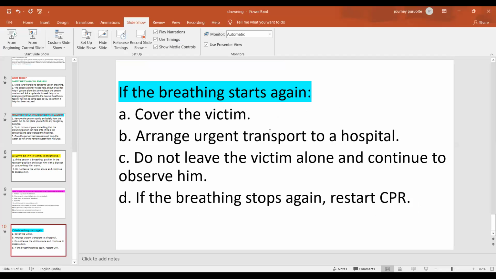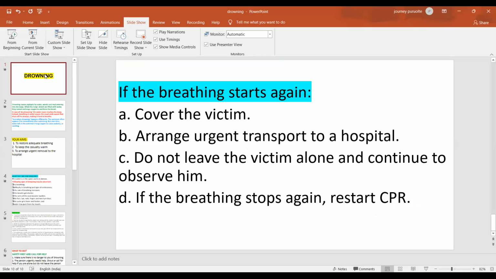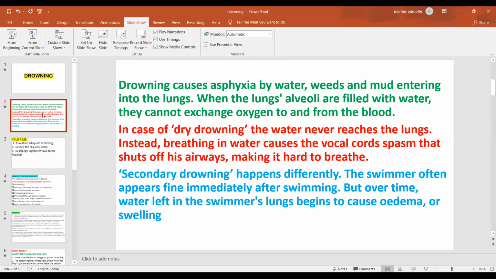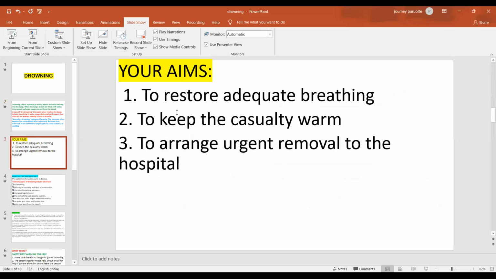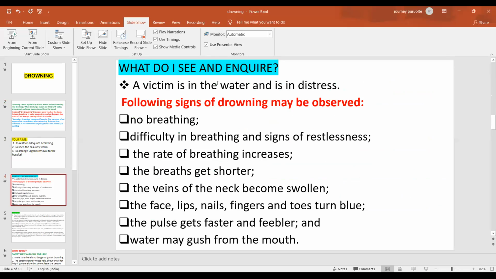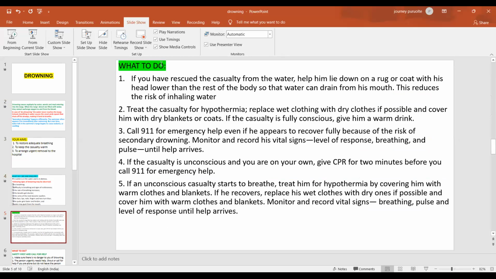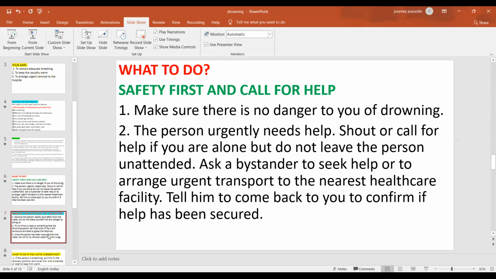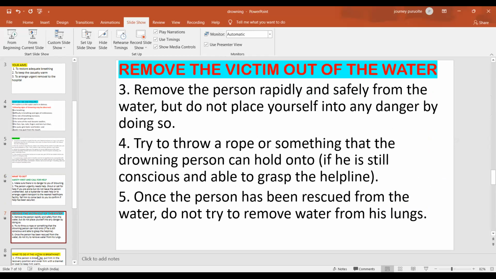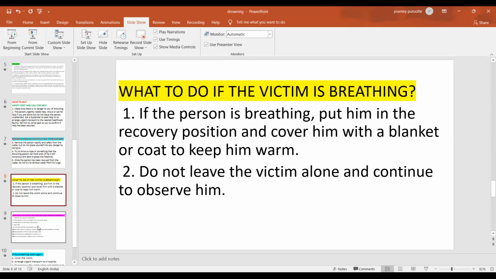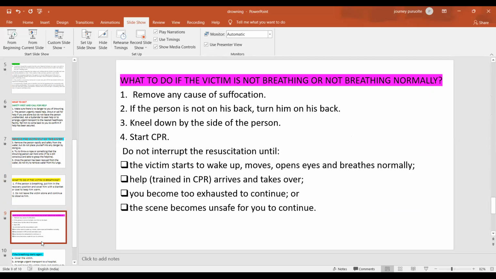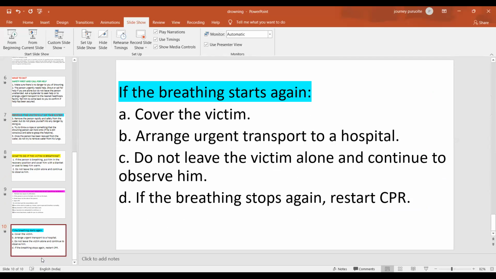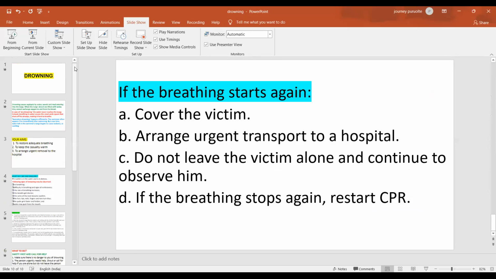Okay. So are you clear that much about the drowning topic? What you see? Let us revise what drowning is. This revision was already done. This was your aim. There were 3 aims, and what you see and what you inquire. Then what you need to do. First is safety and call for help. Later on, we have to remove the victim from the water. And if the victim is breathing, what you need to do. If he is not breathing, or if his breathing is not normal, what you need to do. And after giving CPR, if his breathing starts again, what you need to do. Are you clear this much about whatever we have discussed about drowning?